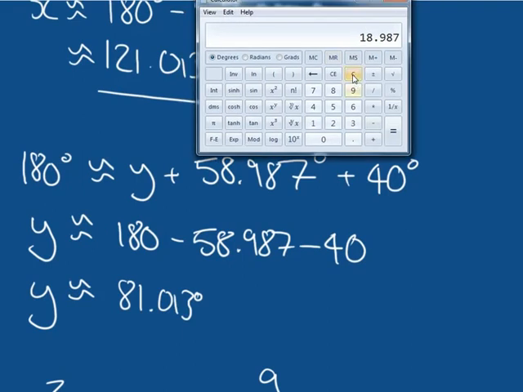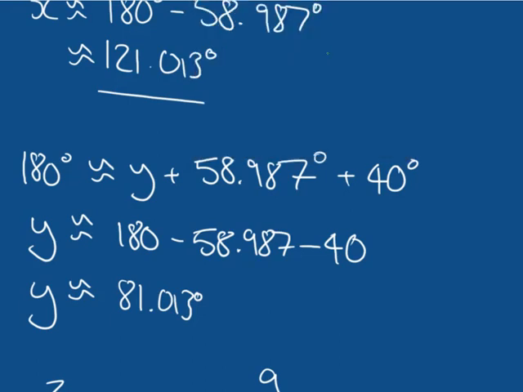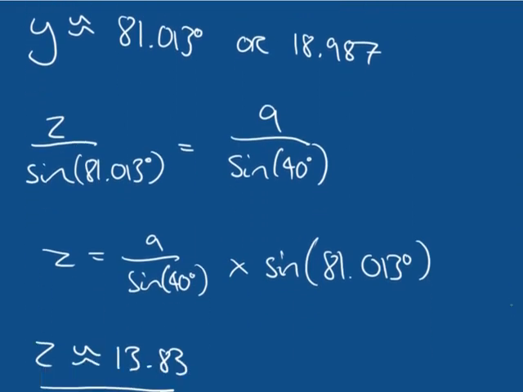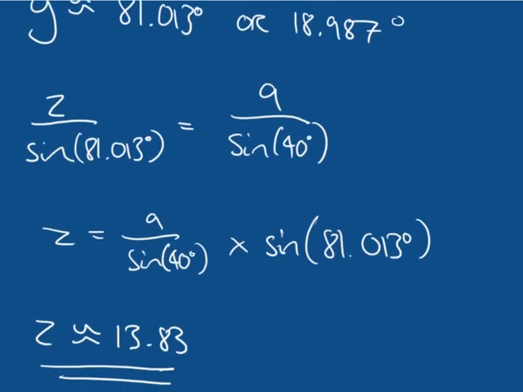So let me just check again. I just want to make sure I typed that in right, because it's not quite what I have in my notes. So 180 minus 121.013 minus 40, 18.987. Okay, so that's what we're going to go with, if that's what the calculator is telling us. So 18.987.